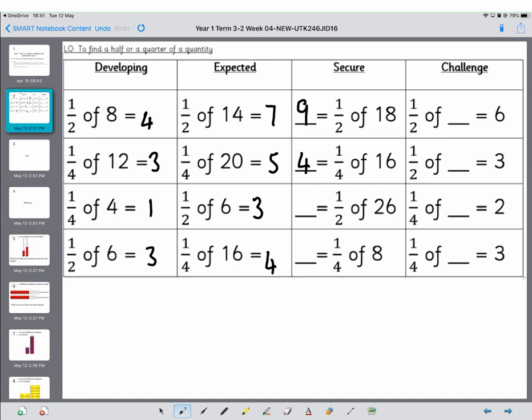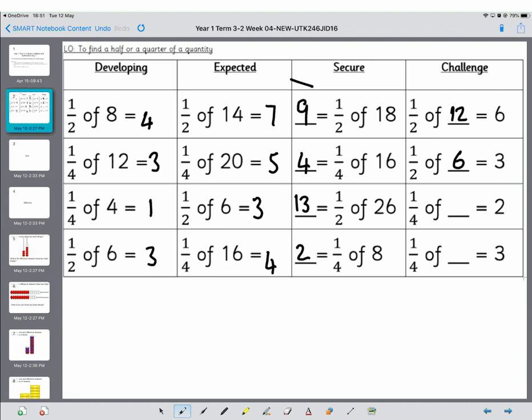Then we've got half of 26. So if we did that with tens and ones, we'd end up with 2 tens, 6 ones. We put 1 ten in each pile and 3 ones in each pile to give you 13. And a quarter of 8 is 2. And the last ones we're turning round, so we're saying we're putting 6 in each section, so that's 12. Putting 3 in each section, so that's 6.